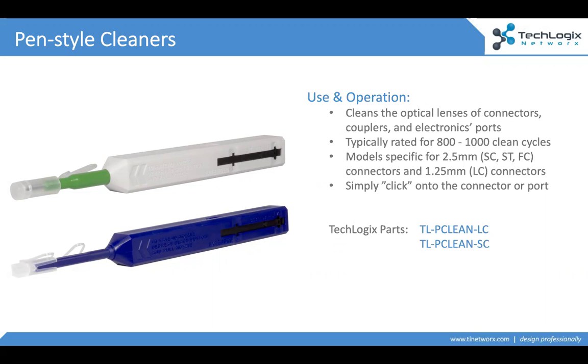Now, the only thing that gets a little bit clunky with these is that you've got different lens ferrule sizes depending on the type of connectors. So there are two different style pen cleaners: one made for the SC, ST, and FC style connectors, and one made for the LC style connectors. So you may need to get two of them, but still, you're at $120 to $130 here in the US based on that pricing.